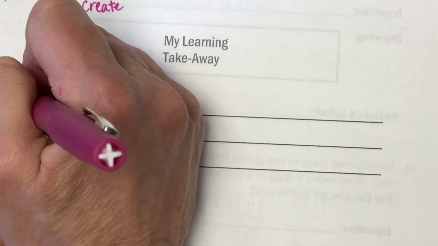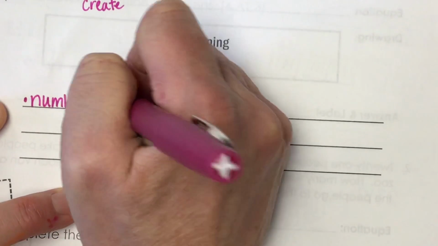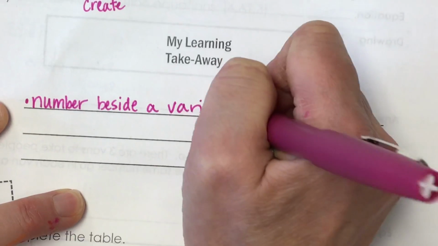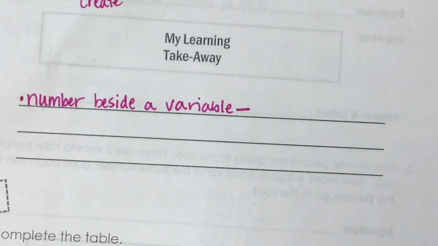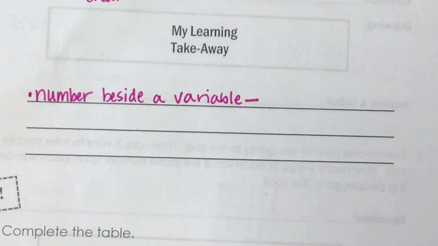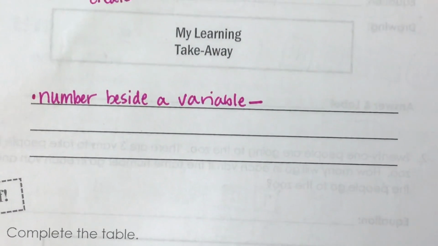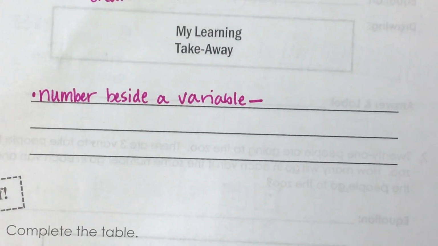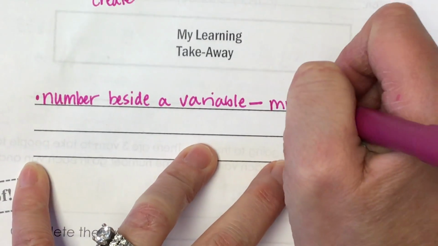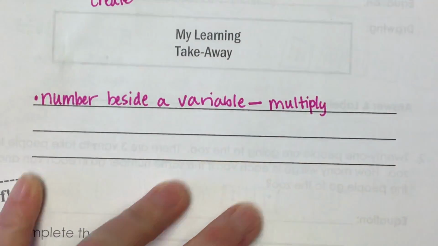So first of all, the first thing that we need to know is that if you have a number beside a variable, what does that mean we do? When we have a number right next to a variable, what does that mean we do? Connor? Multiply. That means we replace the variable with a number and then we multiply.